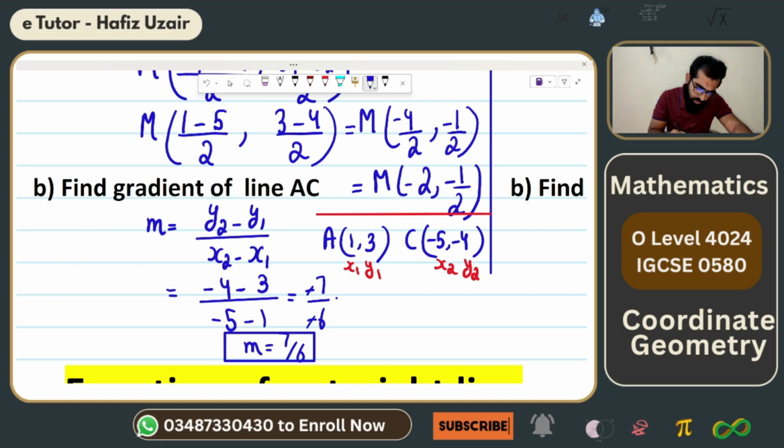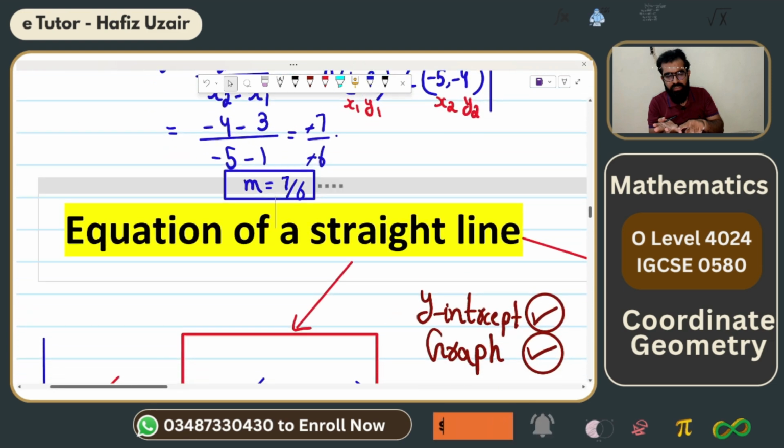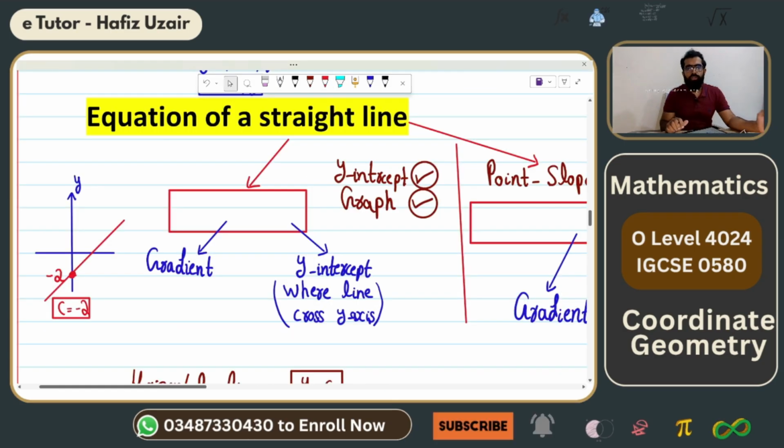So this is the answer for gradient. Now we have discussed four things up to this point: how to plot coordinates, distance or length, midpoint, and gradient. For these things, you will just need to learn the formulas, otherwise you will not be able to do that. Now I will teach you the most important concept of coordinate geometry, that is the equation of a straight line.